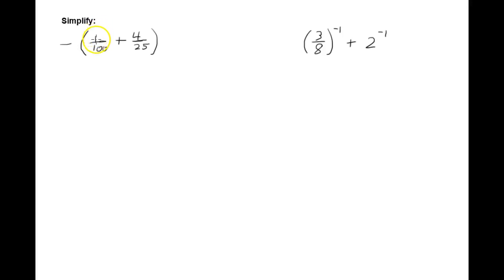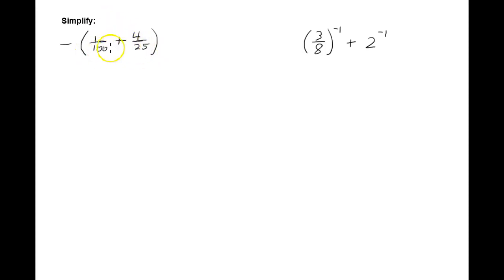In this video, we'll simplify a few expressions with fractions, and then here we have some negative exponents. The first one is negative, and then in parentheses, 1 over 100 plus 4 over 25. We need a least common denominator here between 100 and 25.